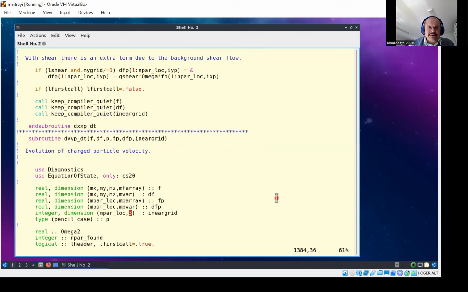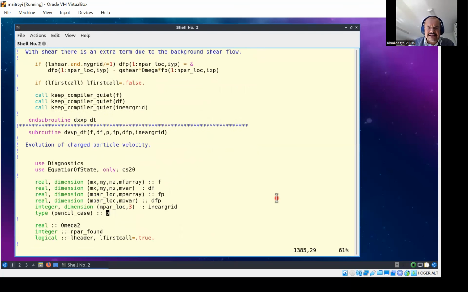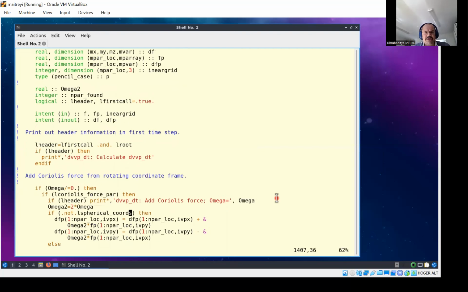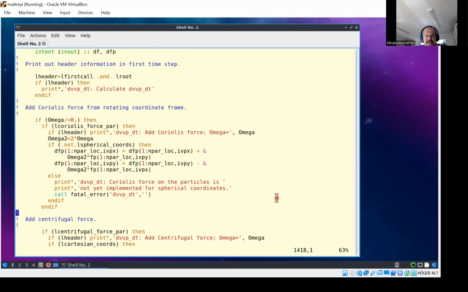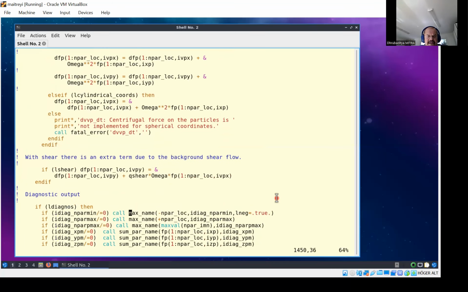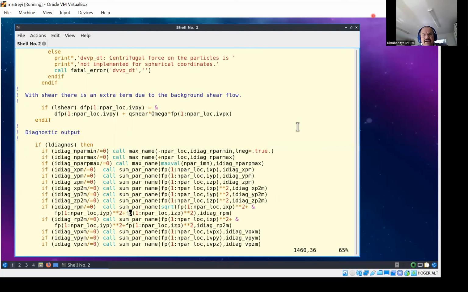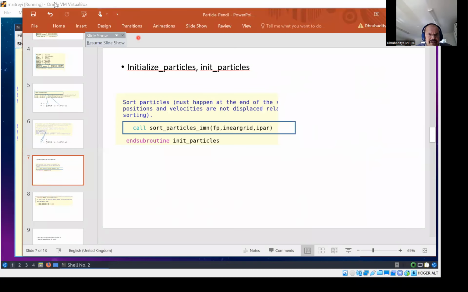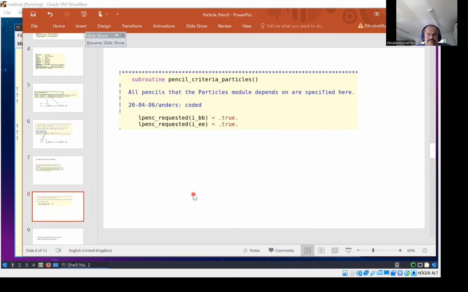And then you come to dvvp dt. You would think this is where the right-hand side of the equation is going to be solved, and then you will be wrong, because now some perverse things are being done. I will show you that part also. Why is something as perverse as I am going to describe being done? There is a good reason for that. I will tell you.